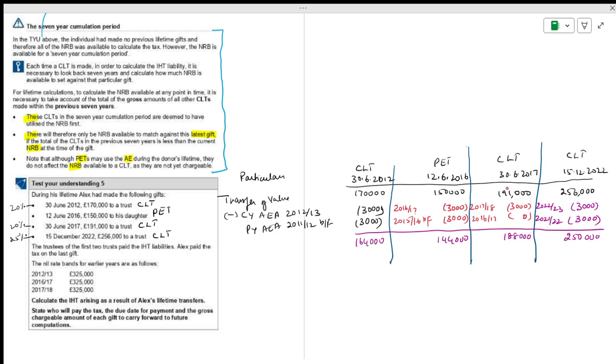Now, what we have to take? NRB. Okay, we have to take NRB. NRB for which year? 2012 and 13. How much is the NRB? 325.